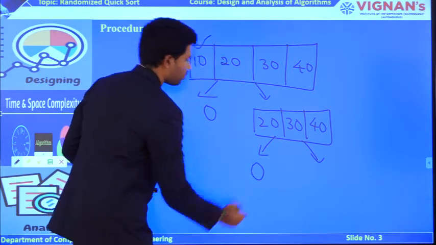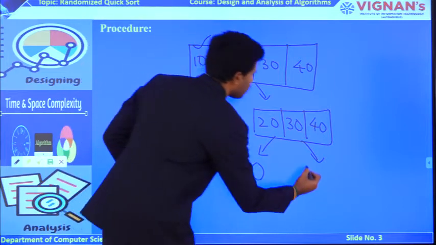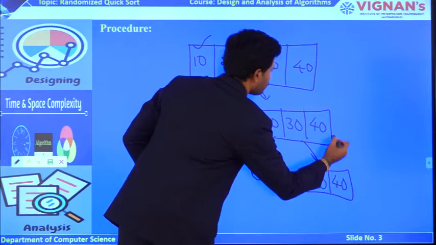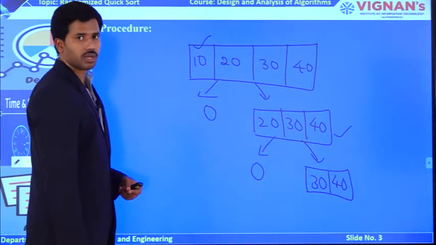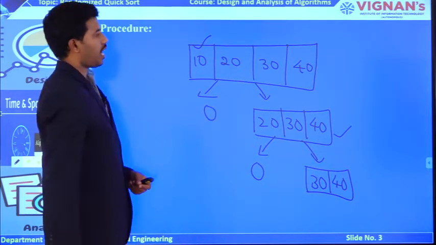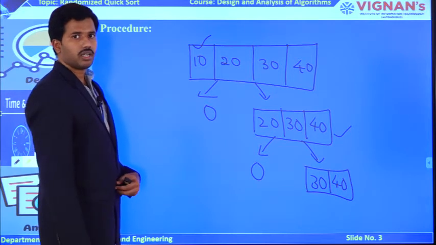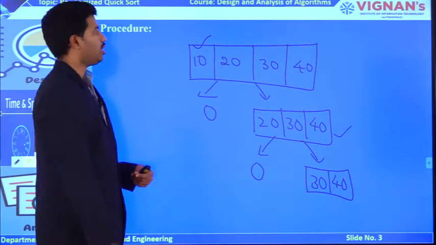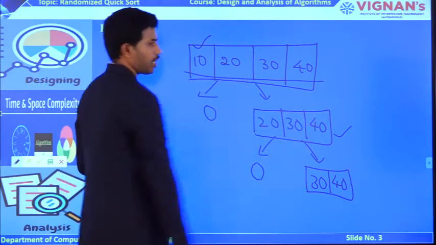First sub array size is 0, the second sub array is going to be the remaining n minus 1 elements of this array, nothing but 30 as well as 40. So likewise, my algorithm is going to fail, producing the worst case time complexity of order of n square if the input array is already in a sorted manner.